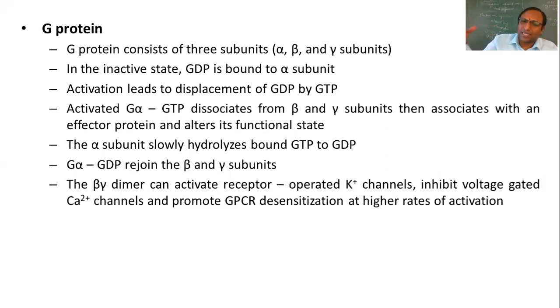Once it goes to the excited state, the alpha subunit slowly hydrolyzes the bound GTP to become GDP, because when it is moving, energy is used. Once the energy is completely used, it goes back from the GTP to the GDP state. Once it is back in the G alpha-GDP state, it joins again with the beta and gamma subunits. Then the beta-gamma dimer can activate the receptor, open the potassium channel, inhibit the voltage-gated calcium 2+ channel, or promote GPCR desensitization at higher rates of activation. So all these things can happen.